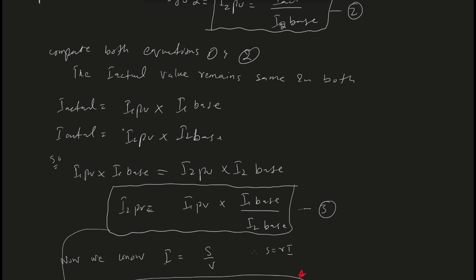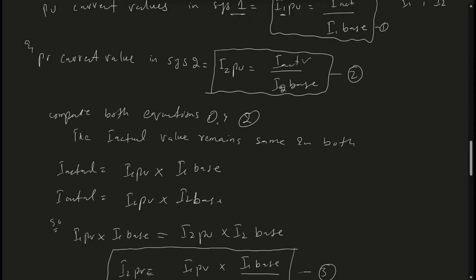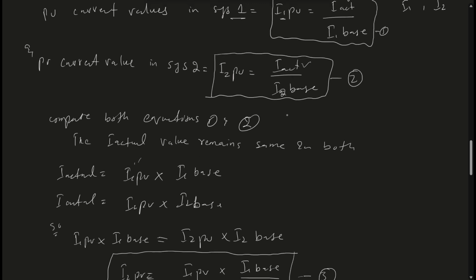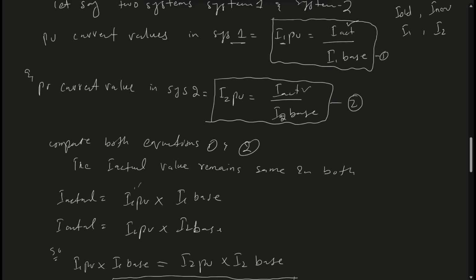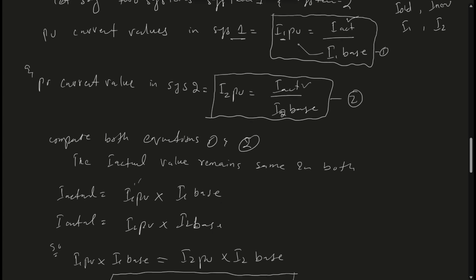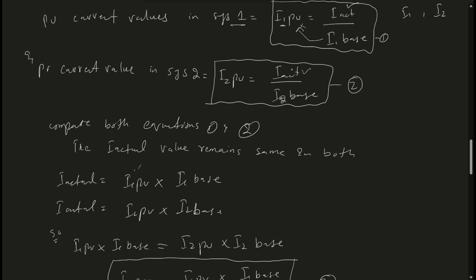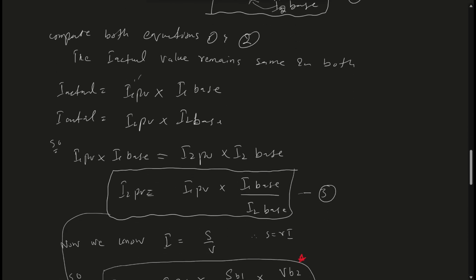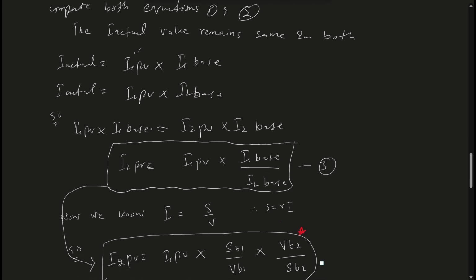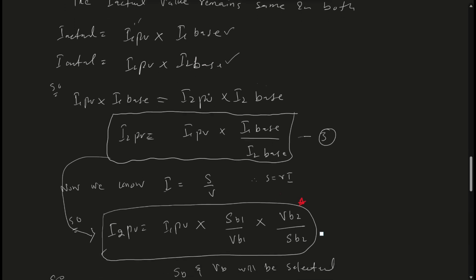I actual is equal to I1 per unit multiplied by I1 base. If we look at the system 1 equation, I actual is equal to this multiplied with this. Similarly, I actual will also be equal to I2 base multiplied by I2 per unit. So I actual is equal to this and I actual is equal to this. Now, if we compare these equations, I1 per unit multiplied by I1 base is equal to I2 per unit multiplied by I2 base. So we are finding the new values.